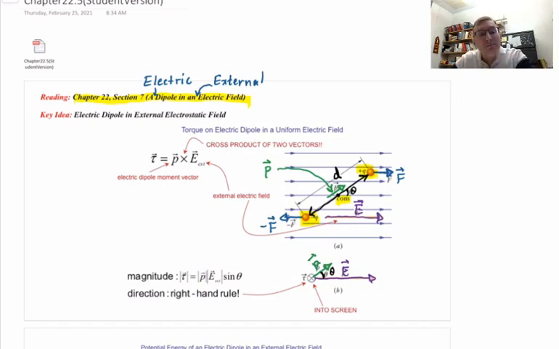And those F's have equal magnitudes. Do you see how we know that? F equals qE. They're in the same E, and their q's have equal magnitude, just opposite sign. So this force up here on the positive charge and this force down here on the negative charge are exactly equal and opposite.